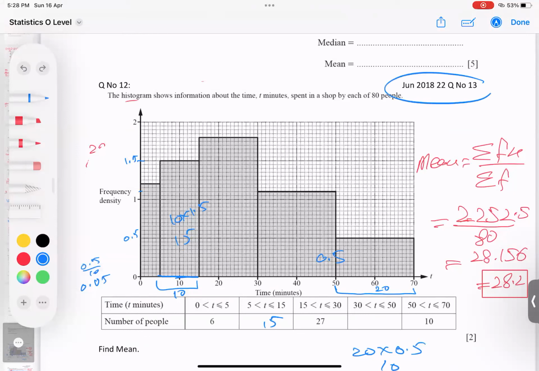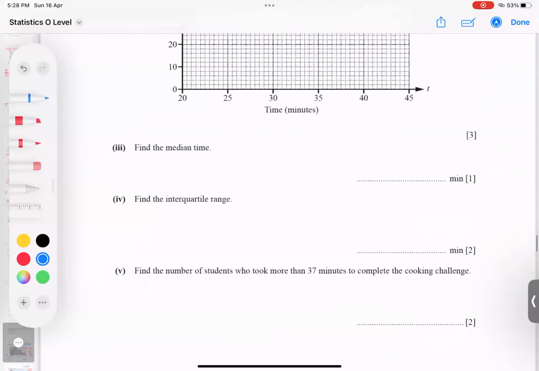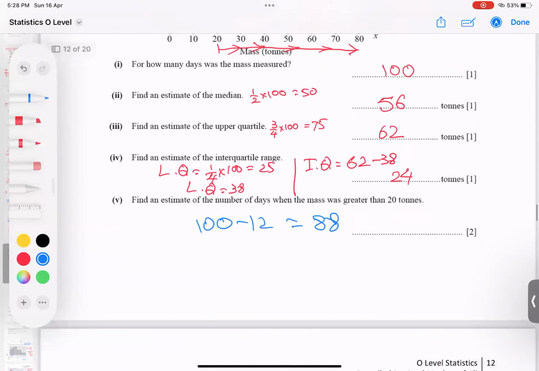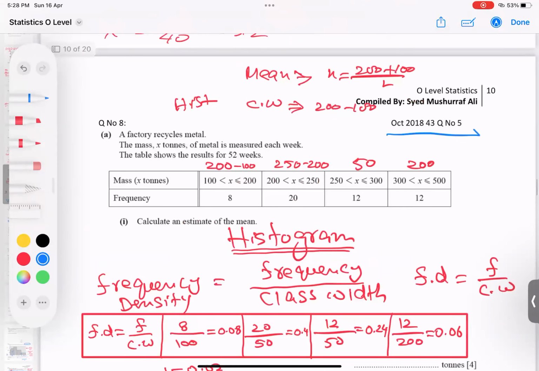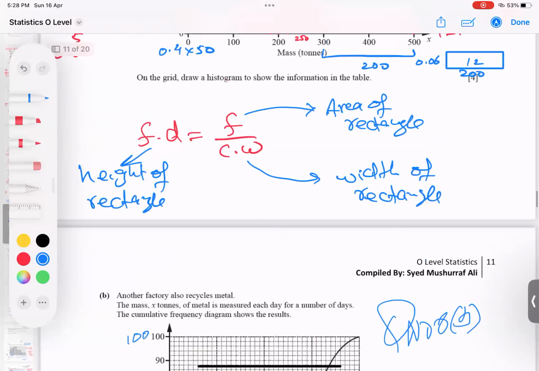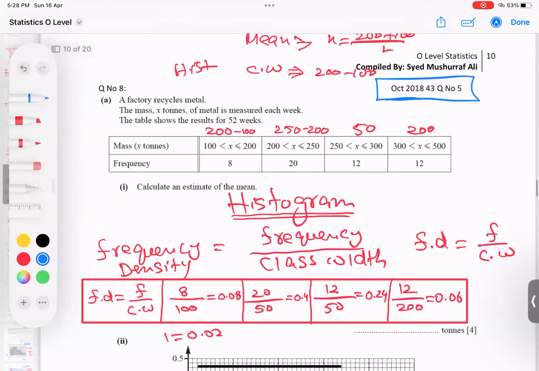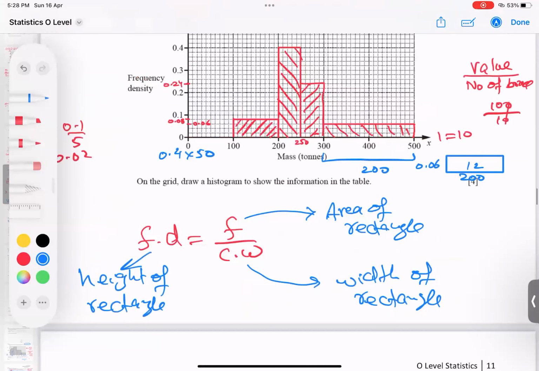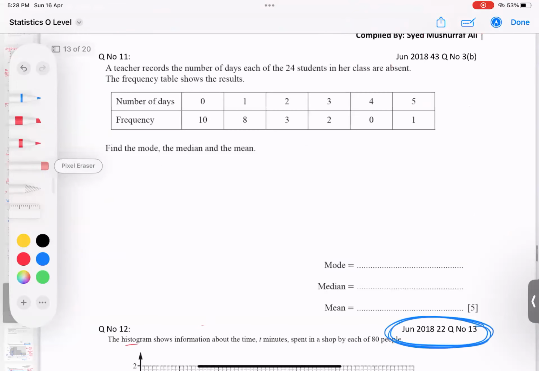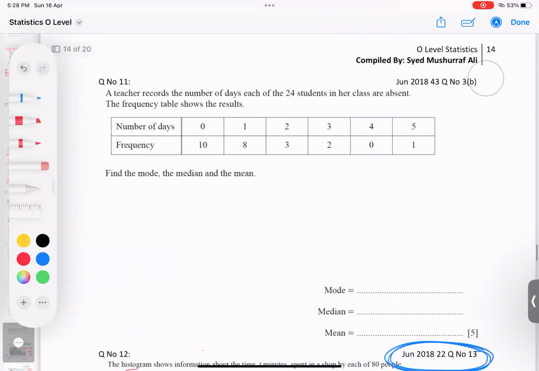This is June 2018, 22 variant, question number 13. You can take it as a challenge, and I give it as homework. What are the two possible homework questions for you from this class? Note down this question number: October 2018, 43 variant, question number 5. You can try part A only, mean and the histogram. Number 1. And number 2, you can try this question as well. This question is very good.